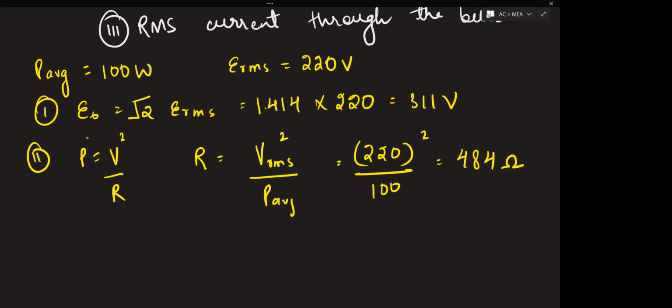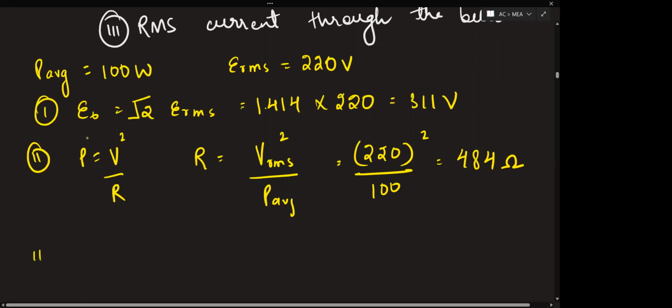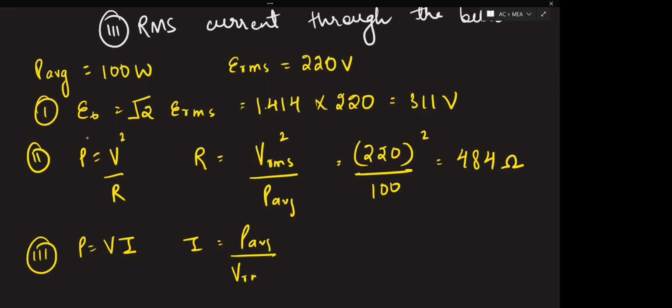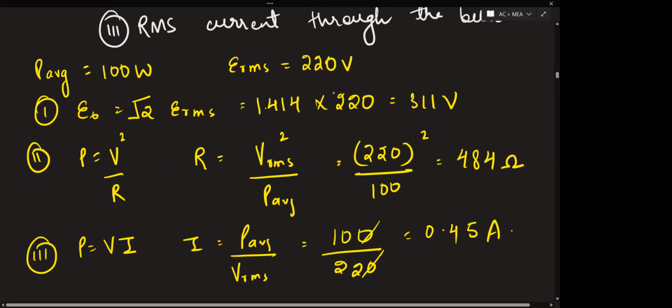Last is the RMS current. So resistance, you can even calculate with the help of power. See, power is equal to VI, so current here will be equal to average power divided by the RMS value. Average power is 100, this is 220. 0 will get cancelled, 5 by 11, so 0.4545. All right, so 0.45. This much will be correct. All right, class, note it down.